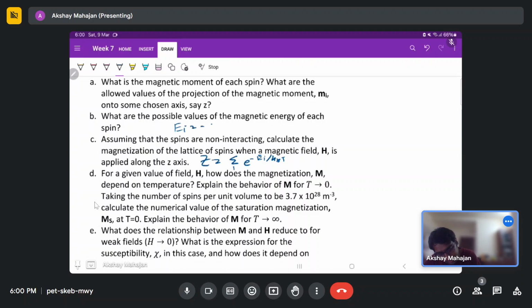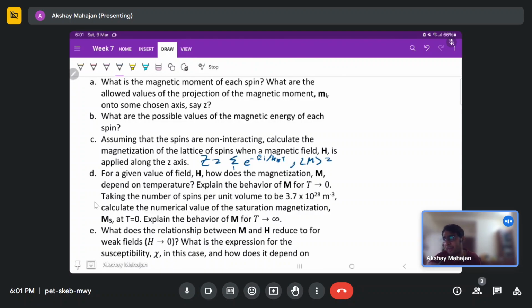Which is minus mi times H, and mi we have calculated here, which is g times mu B times ms. And ms will be equal to plus minus half. So from there we can find the partition function first. And then from the partition function, we can find the average magnetization.